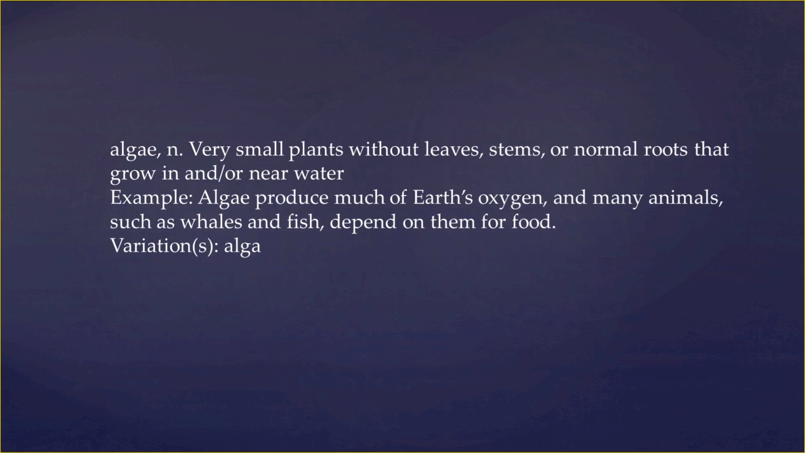Let's turn to our vocabulary. The first is algae. It's a noun. It means very small plants without leaves, stems, or normal roots that grow in and near water. Here is an example. Algae produce much of Earth's oxygen, and many animals, such as whales and fish, depend on them for food. The variation is alga.